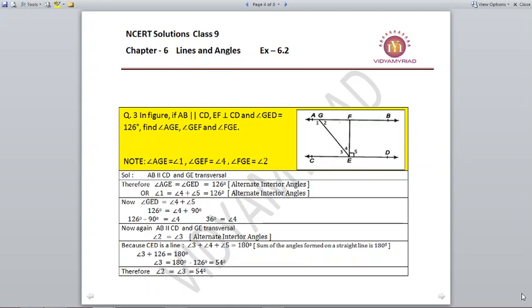Now, we know that GED is 126 degrees, but it is made up of two angles. If you see angle 4 and angle 5, we know angle 5 is 90 degrees because it is perpendicular. So we can find out angle 4, which comes out to be 36 degrees. Now let us again consider AB parallel to CD and GE transversal. In that case, your angle 2 should be equal to angle 3 because of the alternate interior angles, but we don't know these angles. So children, there are many ways of doing this. Either you can do it angle 1 plus angle 2 is equal to 180, because of the linear pair.